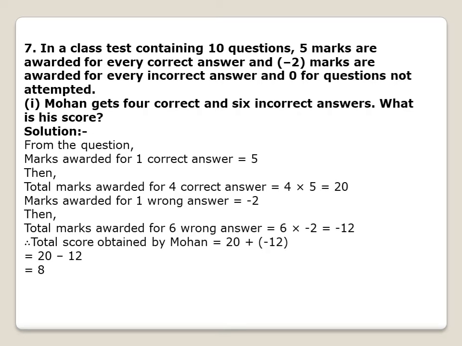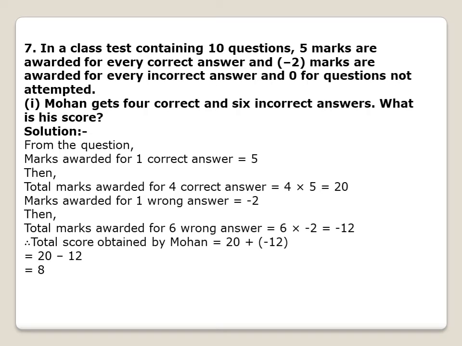What is his score? From the question, marks awarded for one correct answer is 5, and total marks awarded for 4 correct answers will be 4 into 5. Because Mohan attempted 4, for the correct answers he got 20 marks. 4 fives are 20. Marks awarded for one wrong answer is minus 2. But how many answers did Mohan answer wrong? That is 6. So 6 into 2 will give you minus 12.